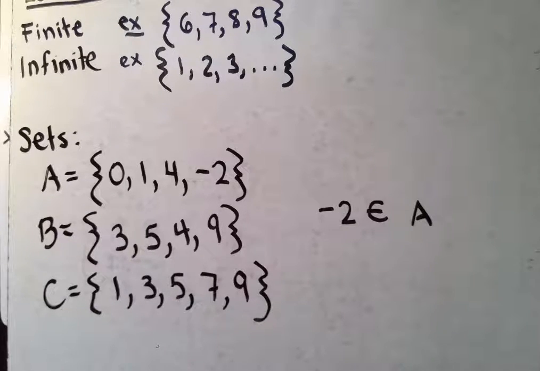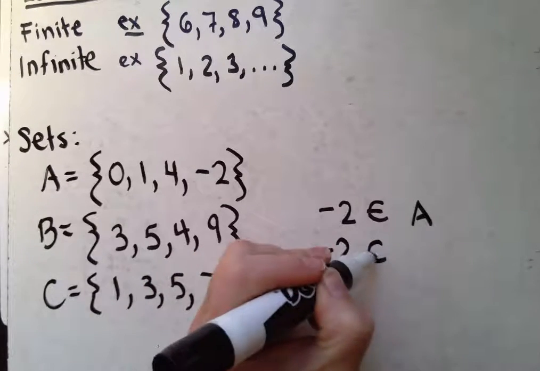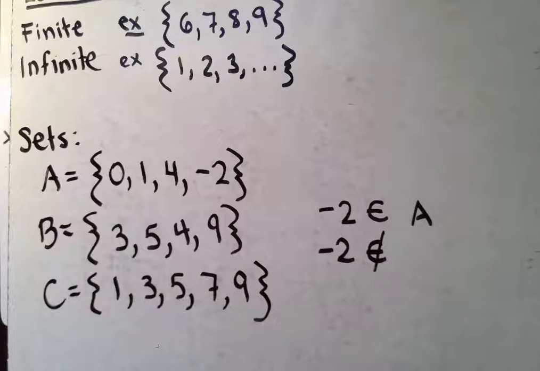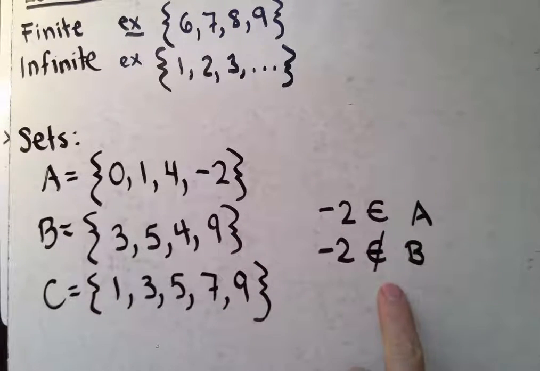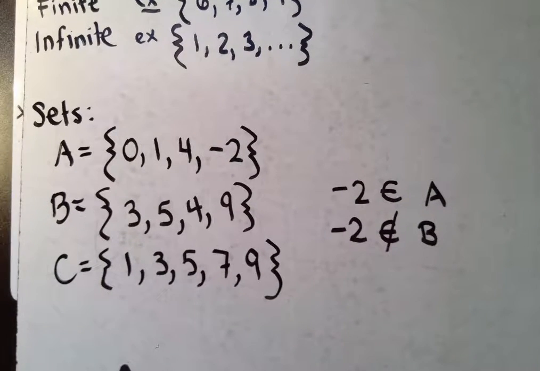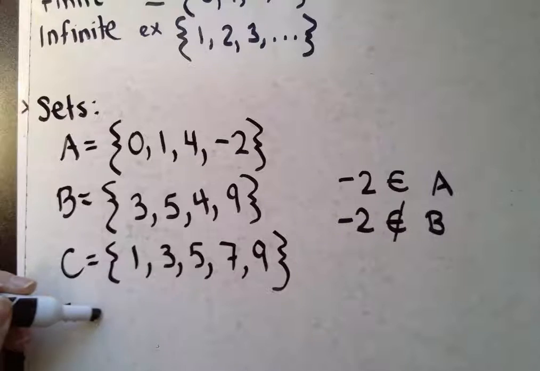I can also say -2 does not belong to set B. So I could cross out the symbol, and that negates the symbol, or it says the opposite of what the symbol says. And so let's do a couple examples. We're going to determine if these are true or false.